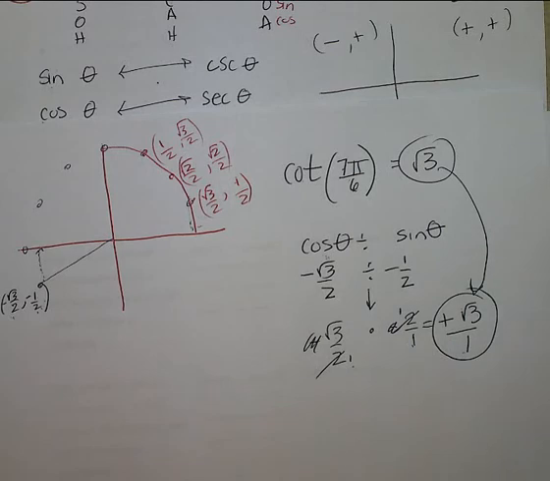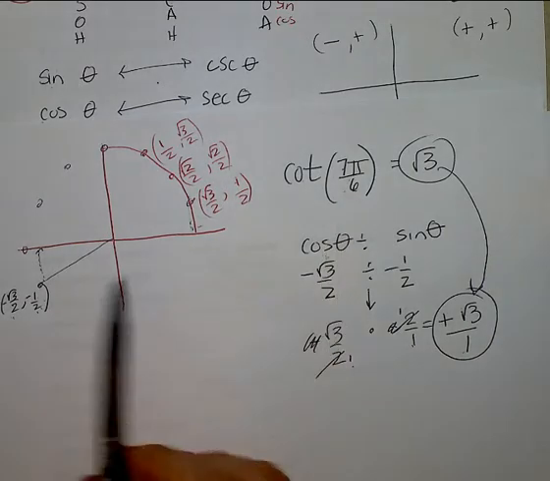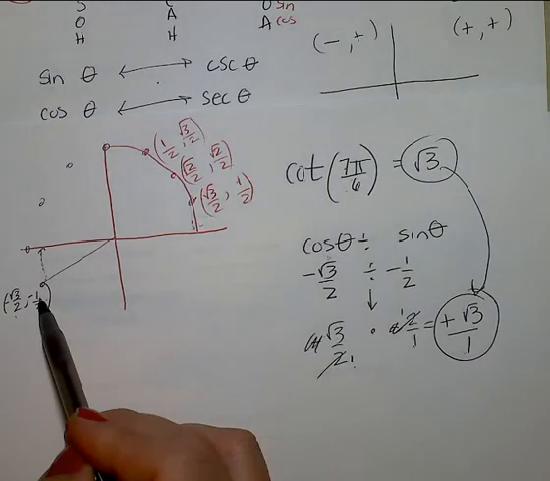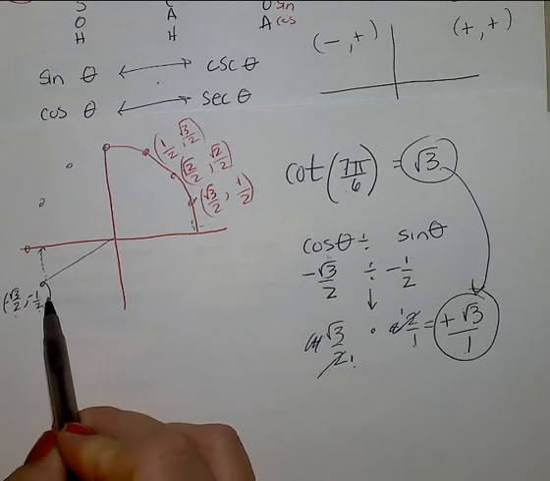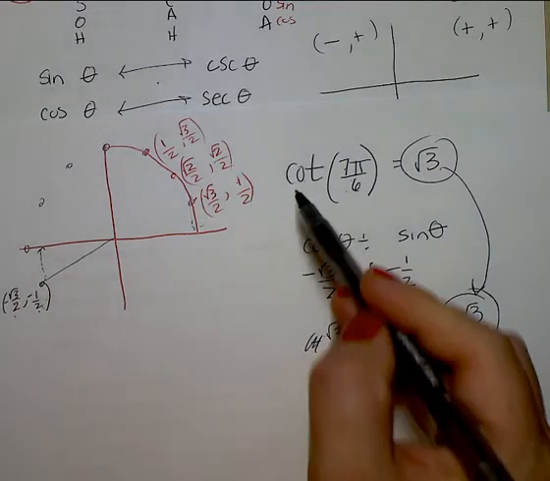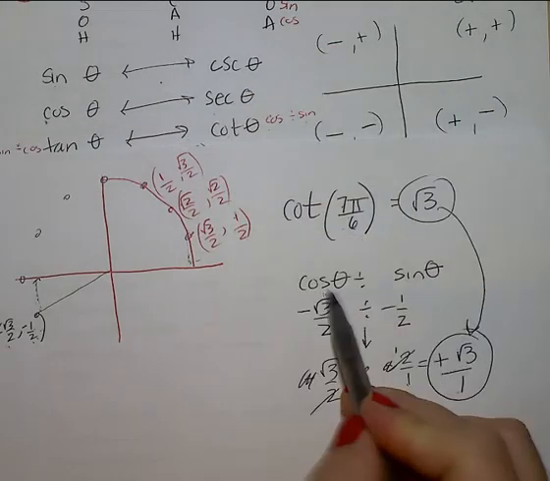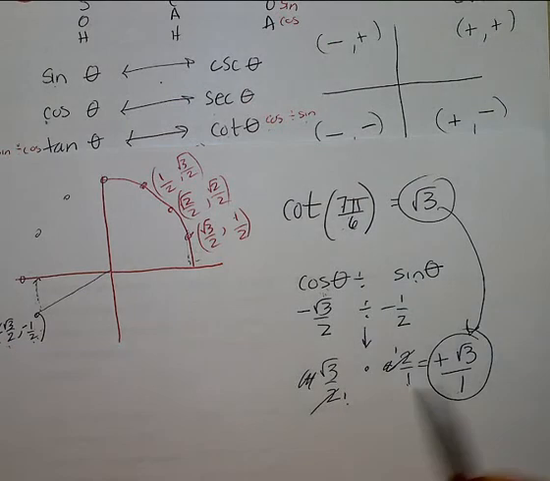Let's walk through the steps because this is difficult stuff. Step 1 is I located where it was on the circle. Step 2 is I used reference angles to decide what the ordered pairs are. Step 3 is I identified whether they're positive or negative. And then I had to come back and go, what does cotangent mean? It means cosine divided by sine. I plugged in the appropriate values and then I just completed the math.